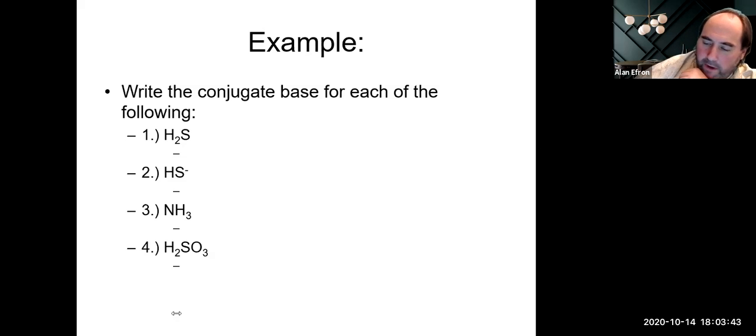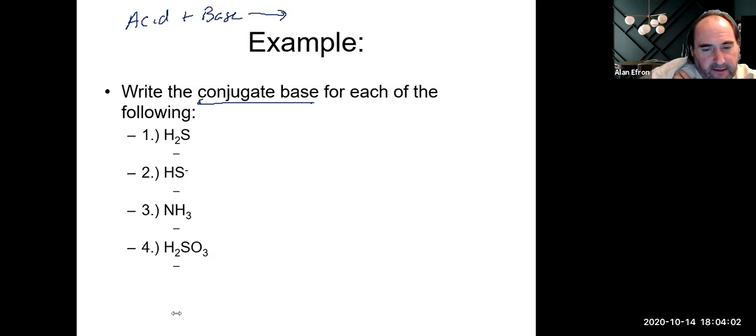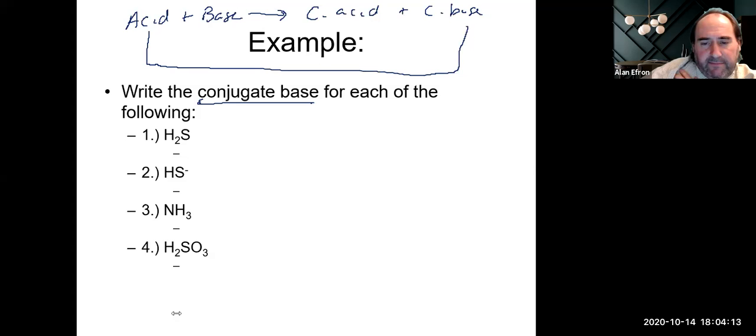Okay, so when you've got something like this, where you're asked to write the conjugate base, sometimes it's good to think about where these things came from. We saw the relationship with Bronsted-Lowry: on the reactant side, we have an acid and a base, and on the product side, we have the conjugate acid and the conjugate base. If it's an acid on the left-hand side, its partner will be the conjugate base. And if it's a base on the left-hand side, its partner will be the conjugate acid.